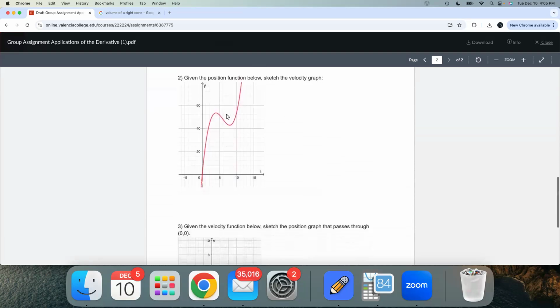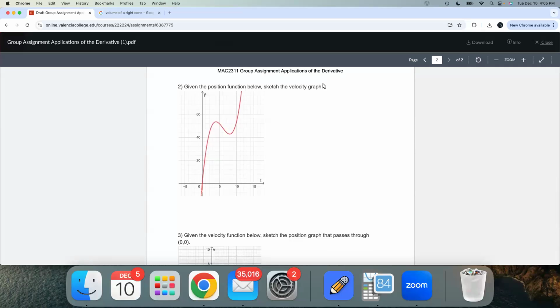Okay, now we're going backwards. We've got some function. We want to sketch its velocity graph. So we have to be able to think about, what does the derivative tell us? A derivative tells us slopes of tangent lines.